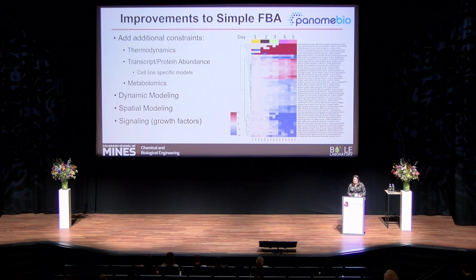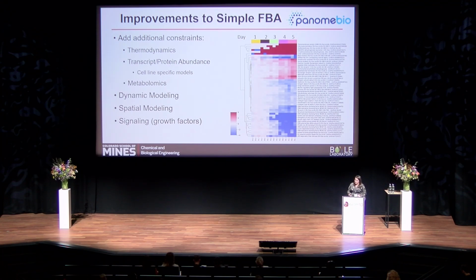So we can add additional complexity to the model in order to improve accuracy. So some examples of which are thermodynamic constraints. You can add transcript and protein abundance. So we've been working with Panome Bio. We have a beautiful data set on protein abundance that we're going to integrate into this model in the future, as well as metabolomics.